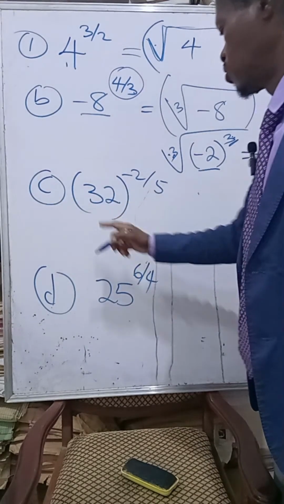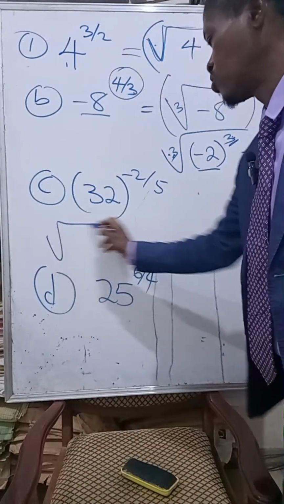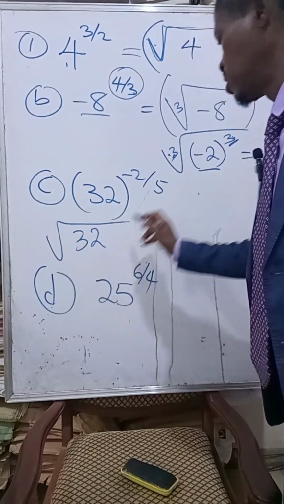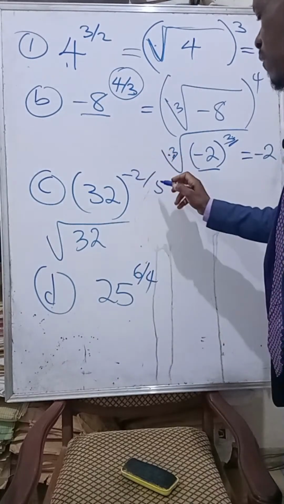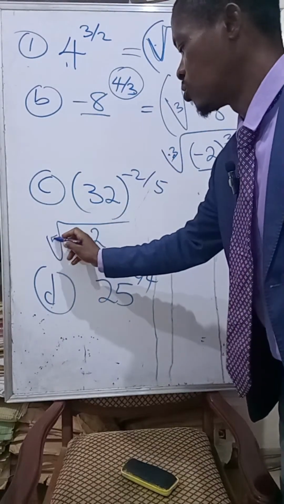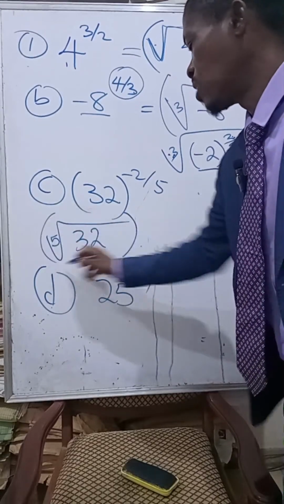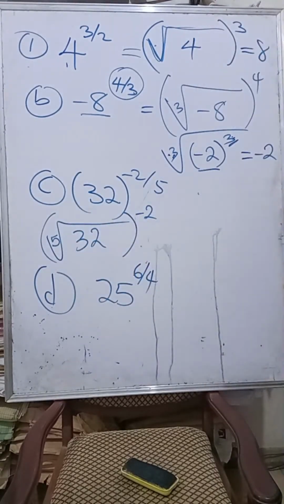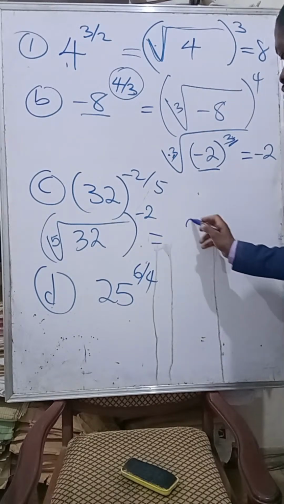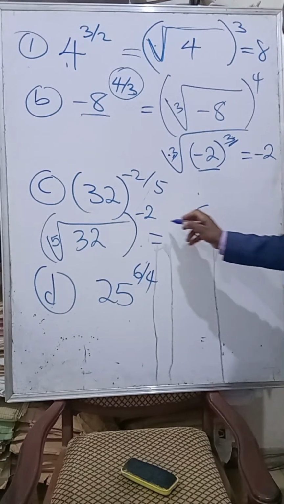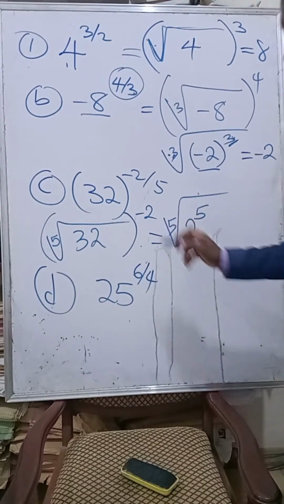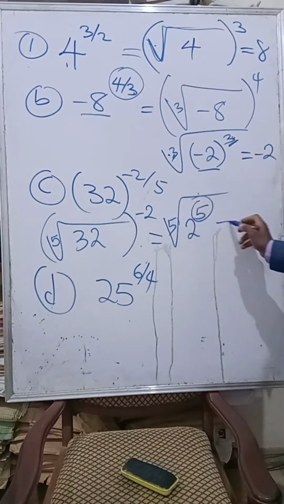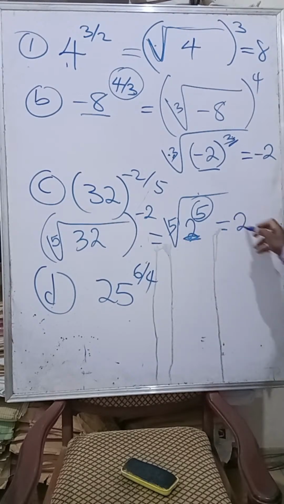Here also will be the root of the base. The exponent is a fraction, the denominator will be the index. And then you close everything to power minus 2. And 32 is 2 to the power 5. Once the root and the power are the same, it just gives us the base, 2 to the power minus 2, which is 1 over 2 to the power 2, which is 1 over 4.